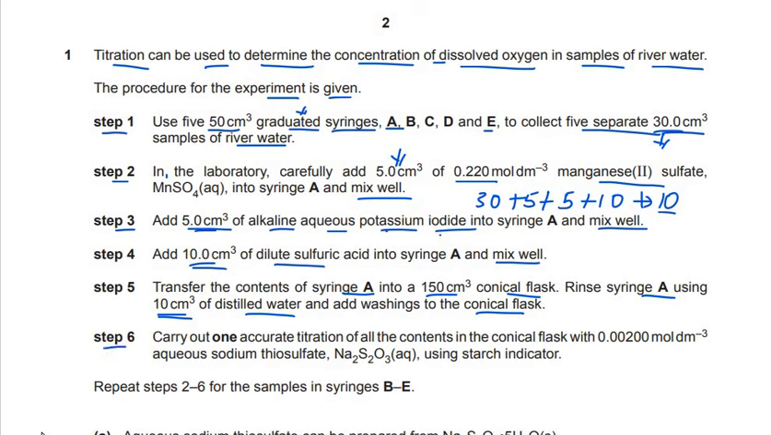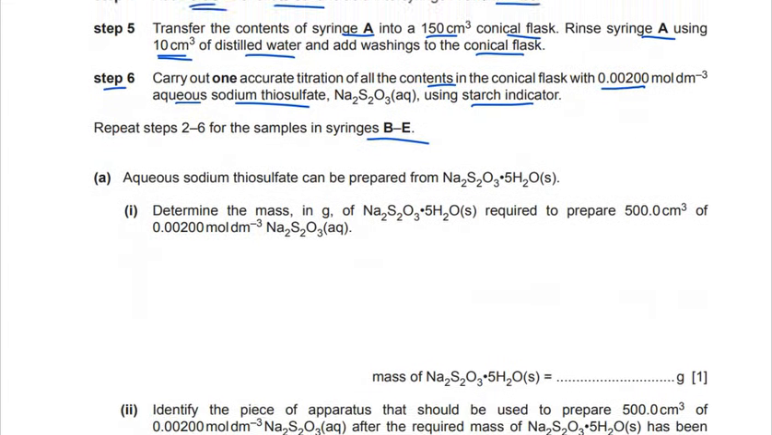Now in step 6 we are carrying out one accurate titration of all the contents in the conical flask with 0.0020 moles per dm³ of aqueous sodium thiosulfate using starch indicator, and then we are repeating the same steps for all the syringes, that is from syringe B to E.